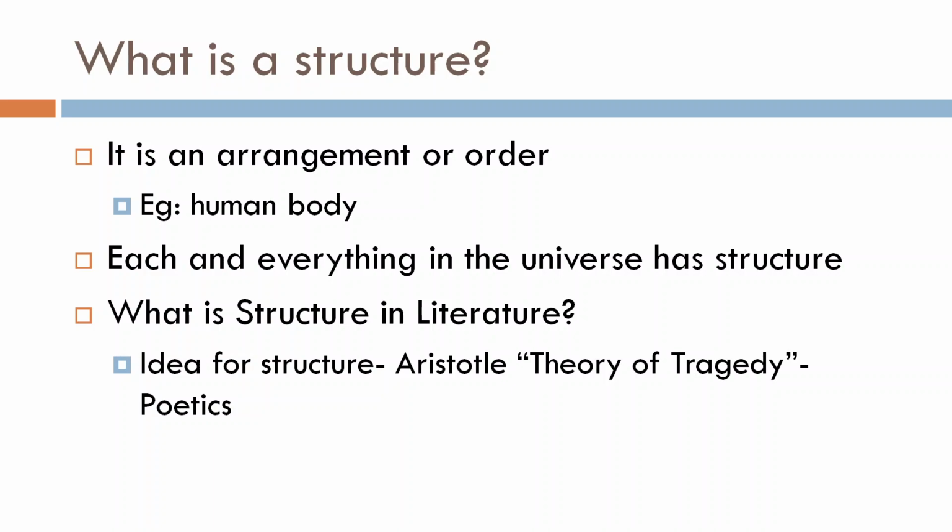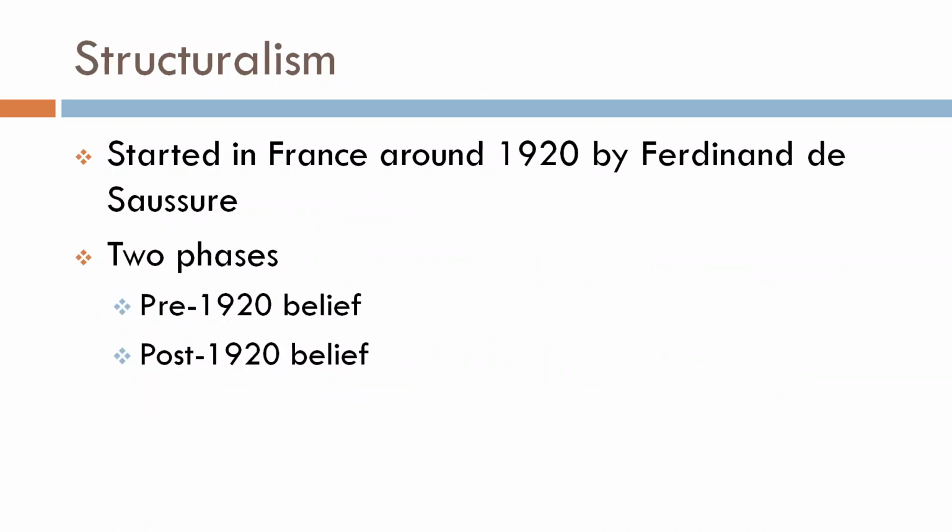So what is structure in literature? The idea of structure for the very first time is given by Aristotle in his theory of tragedy, that is Poetics. So the idea of structure has existed in ancient times in itself. Every movement has an ideology behind it. Structuralism started in France around 1920 by Ferdinand de Saussure.